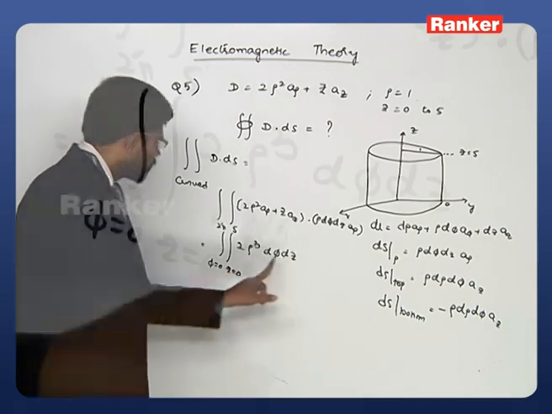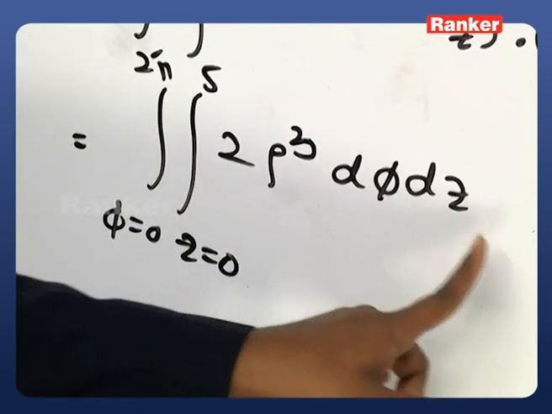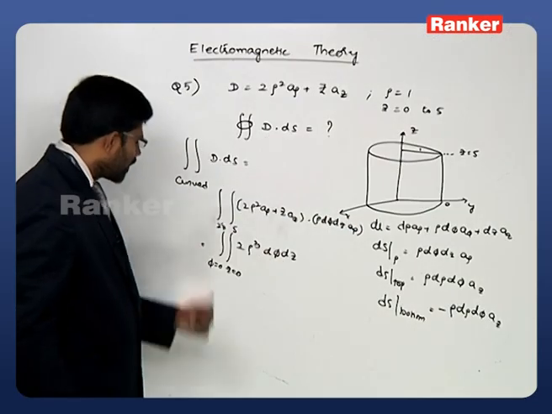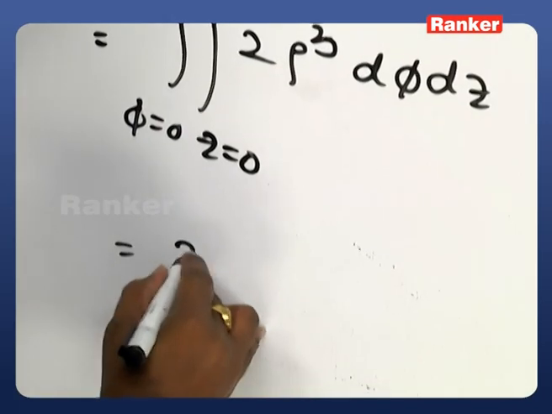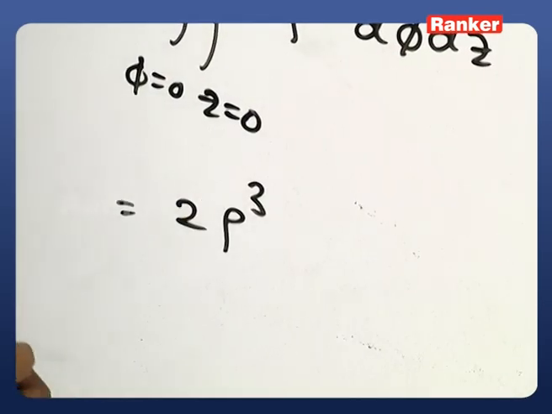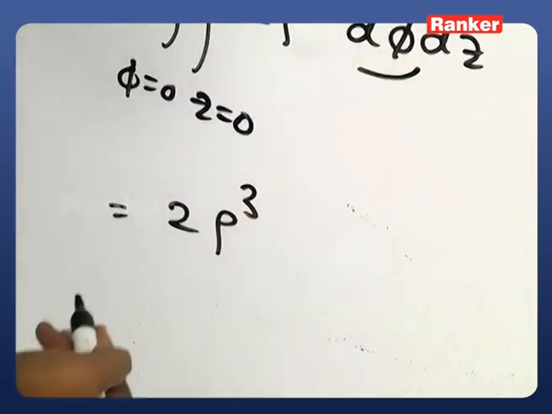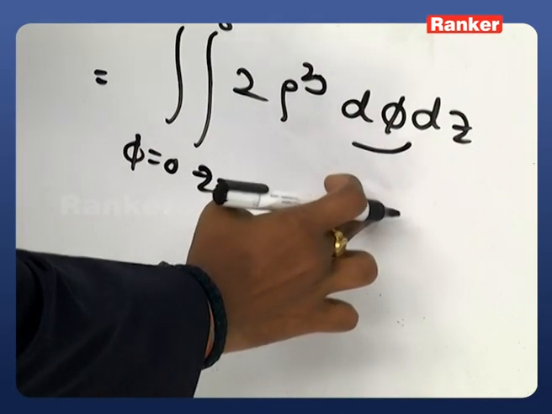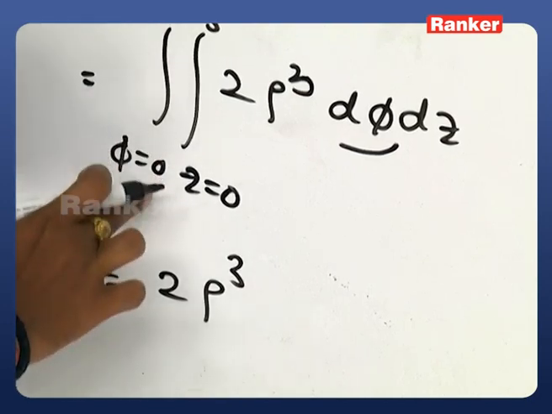So if you simplify this one, since there is no rho component in the differential integration, rho can be treated as a constant. So 2 rho cube, that's what I am taking out. With this d phi, if you integrate, d phi becomes phi, and the phi limits are from 2 pi to 0.